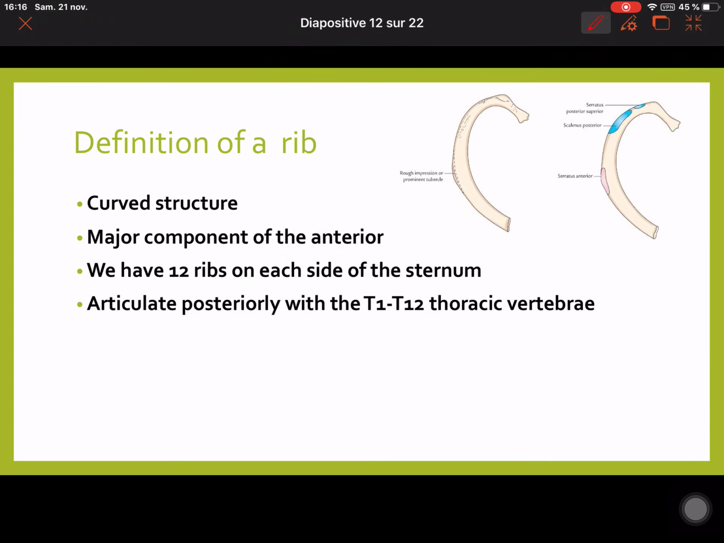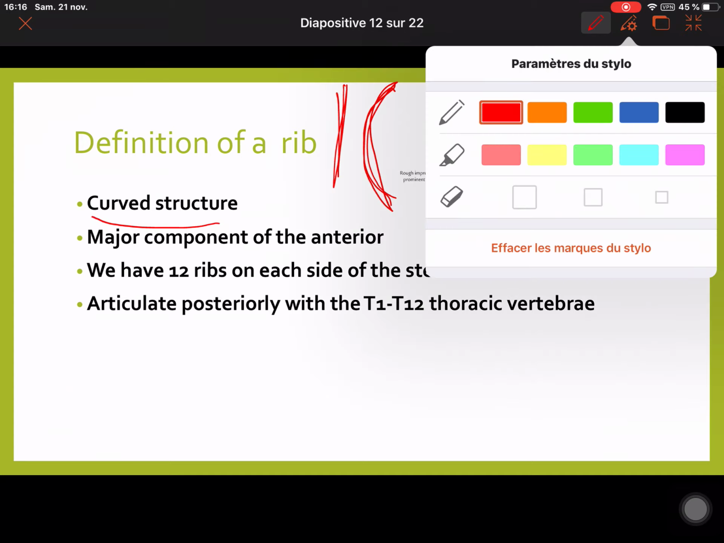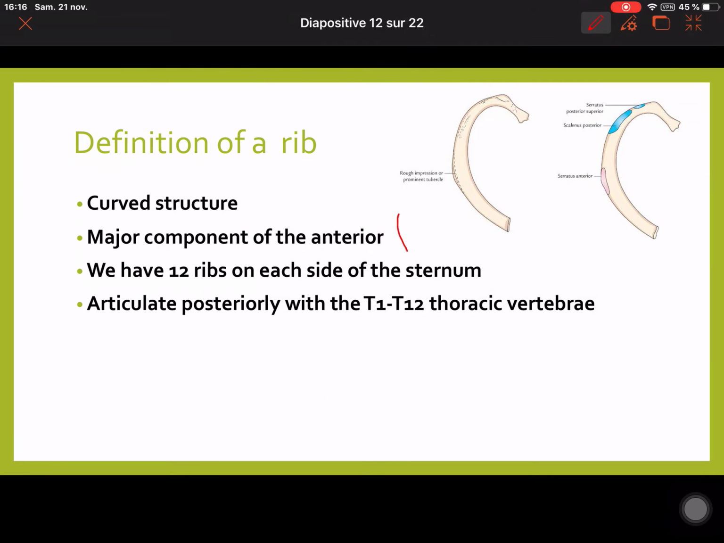Now let's discuss the ribs. Definition of a rib: a rib is a curved structure. Curved, not straight. This is straight and this is curved. The ribs are curved. It is the major component of the anterior thorax.